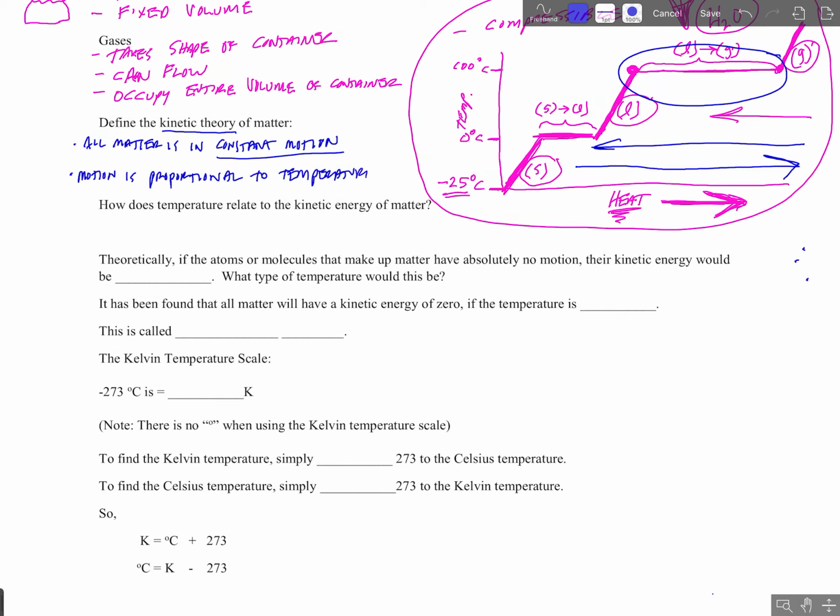So if the temperature is increasing, that matter has more kinetic energy. If the temperature is decreasing, obviously, that matter has less kinetic energy. So that's how temperature relates to the kinetic energy of matter. So as temperature goes up, I'm just going to draw an arrow up for that, kinetic energy goes up. Or if you wanted to write it backwards, you could say as temperature goes down, I'm going to draw an arrow going down for that, the kinetic energy of matter also goes down.